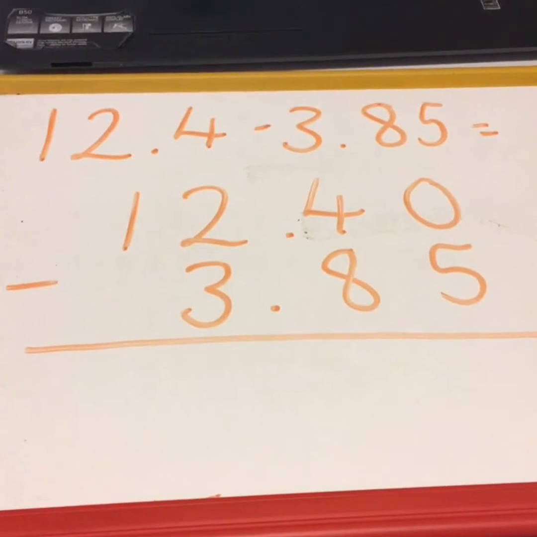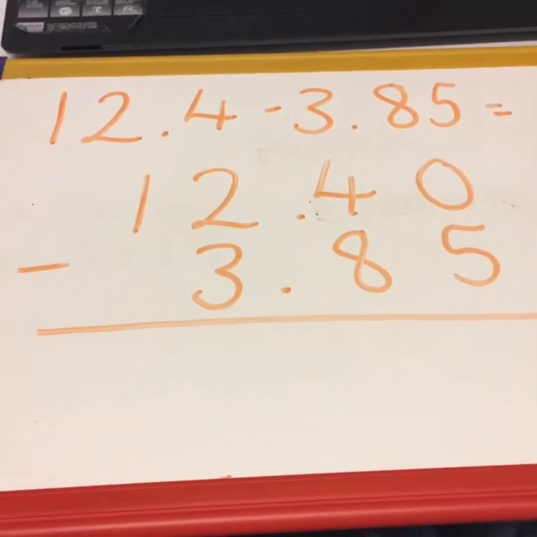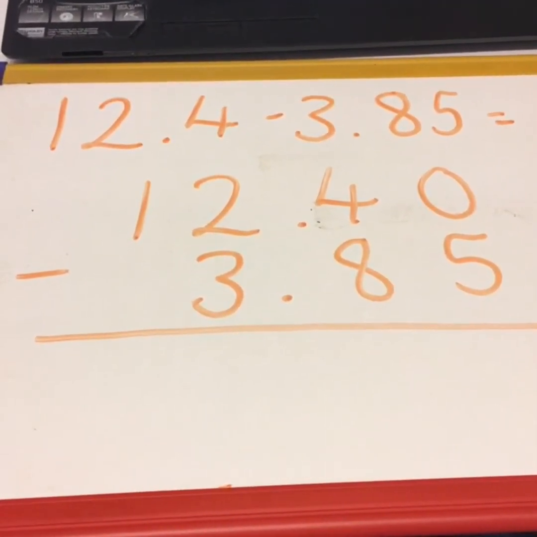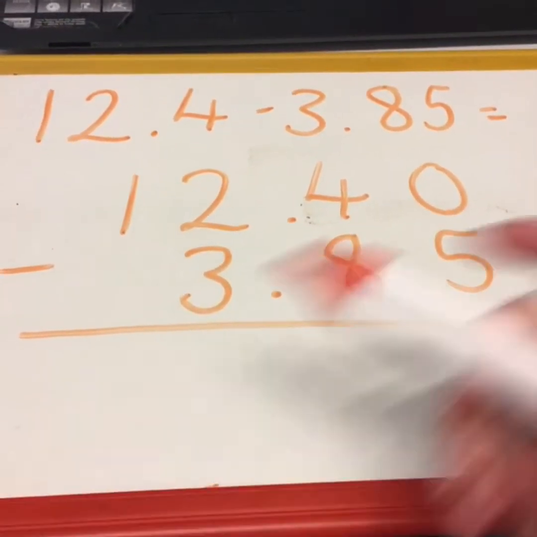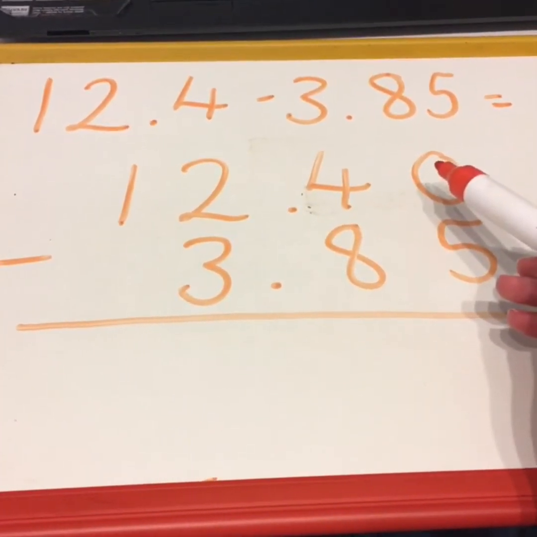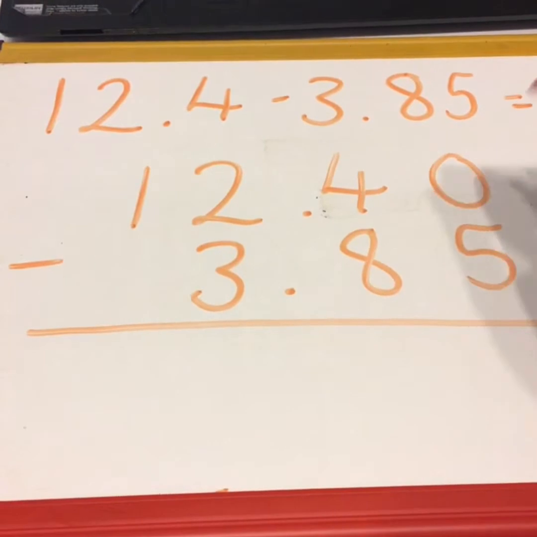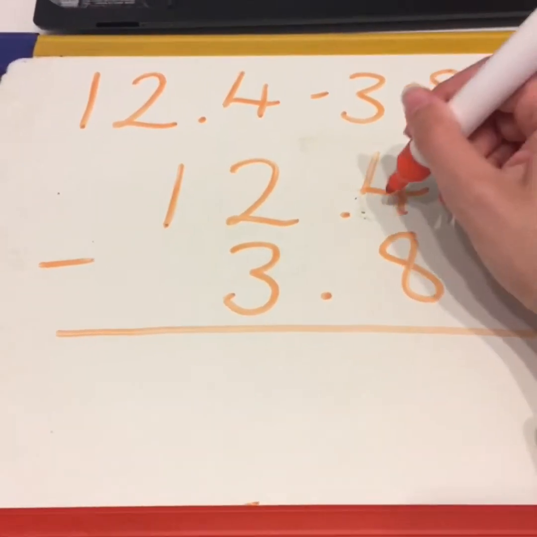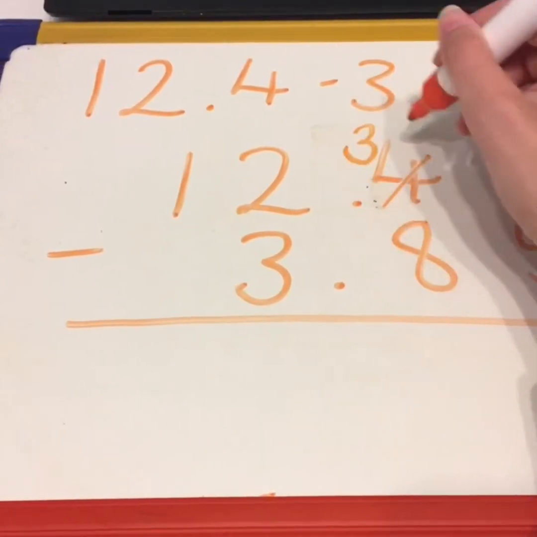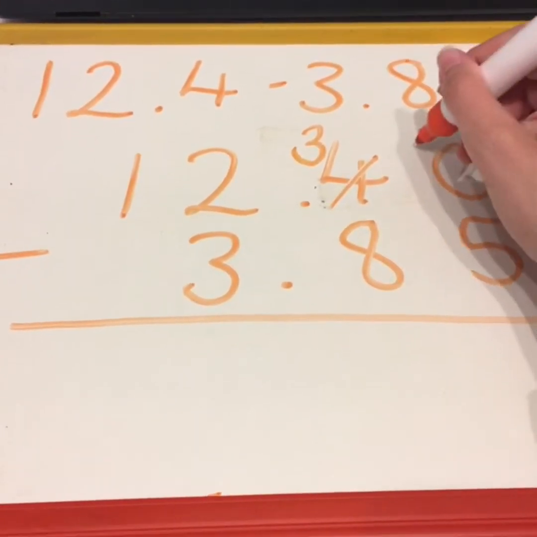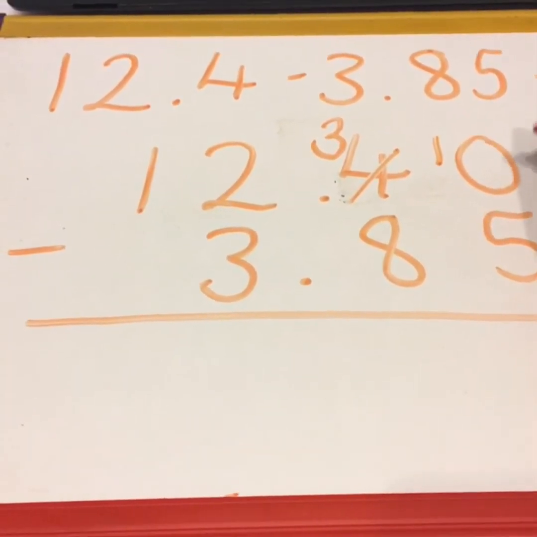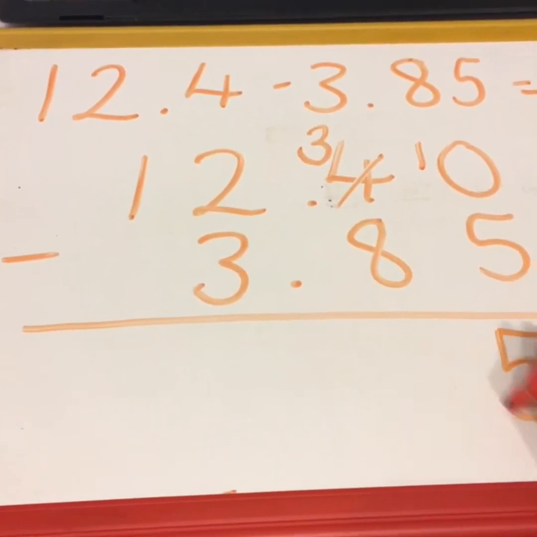Answer time for the second one. This one's a little bit trickier, so I'm going to talk you through this one. So I've lined it up, making sure I've got all my decimals in the right column. I've added a 0 here because it does not change my number. No hundredths take away 5 hundredths. I can't do that. So we need to go next door. I'm going to take one of those tenths and I'm going to rename it as 10 hundredths. 10 hundredths take away 5 hundredths is 5.